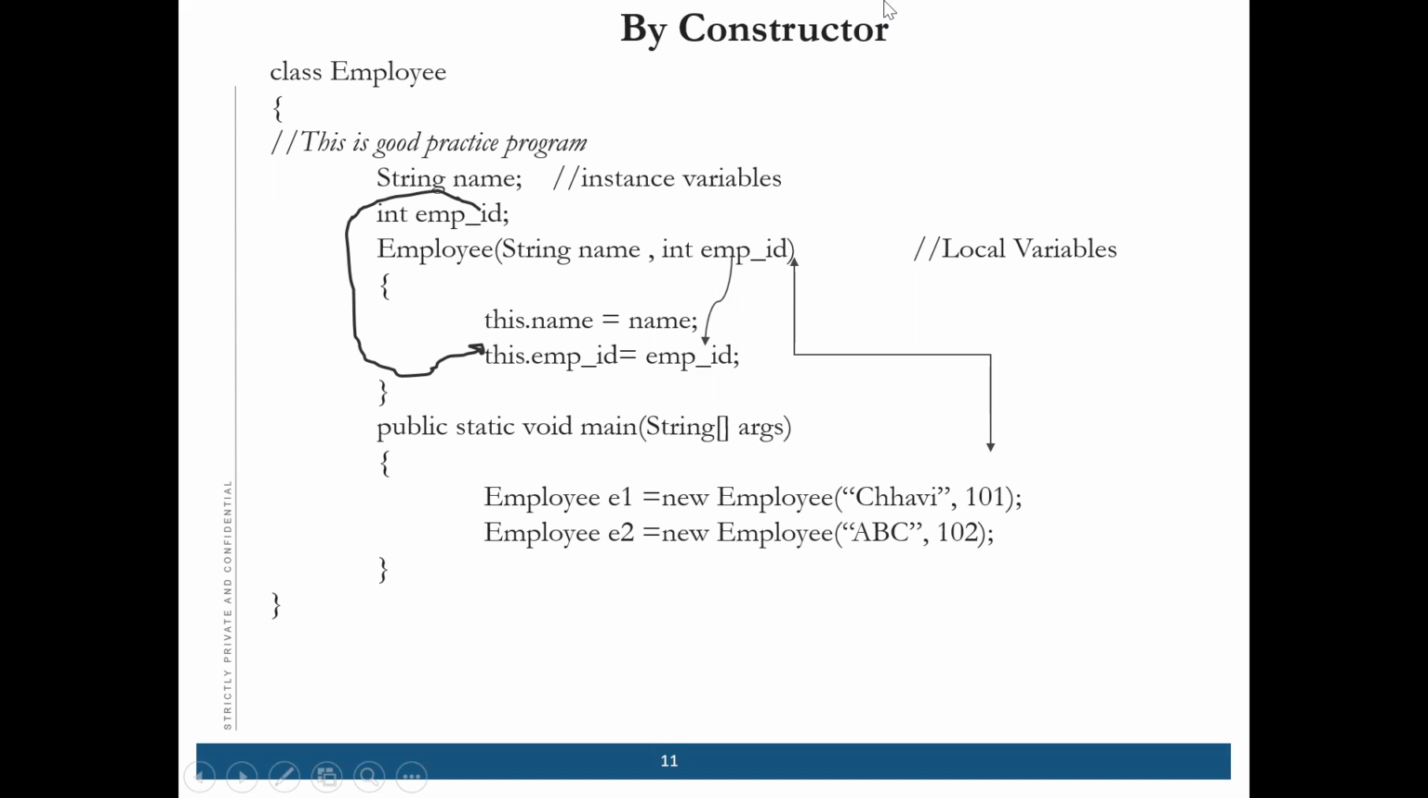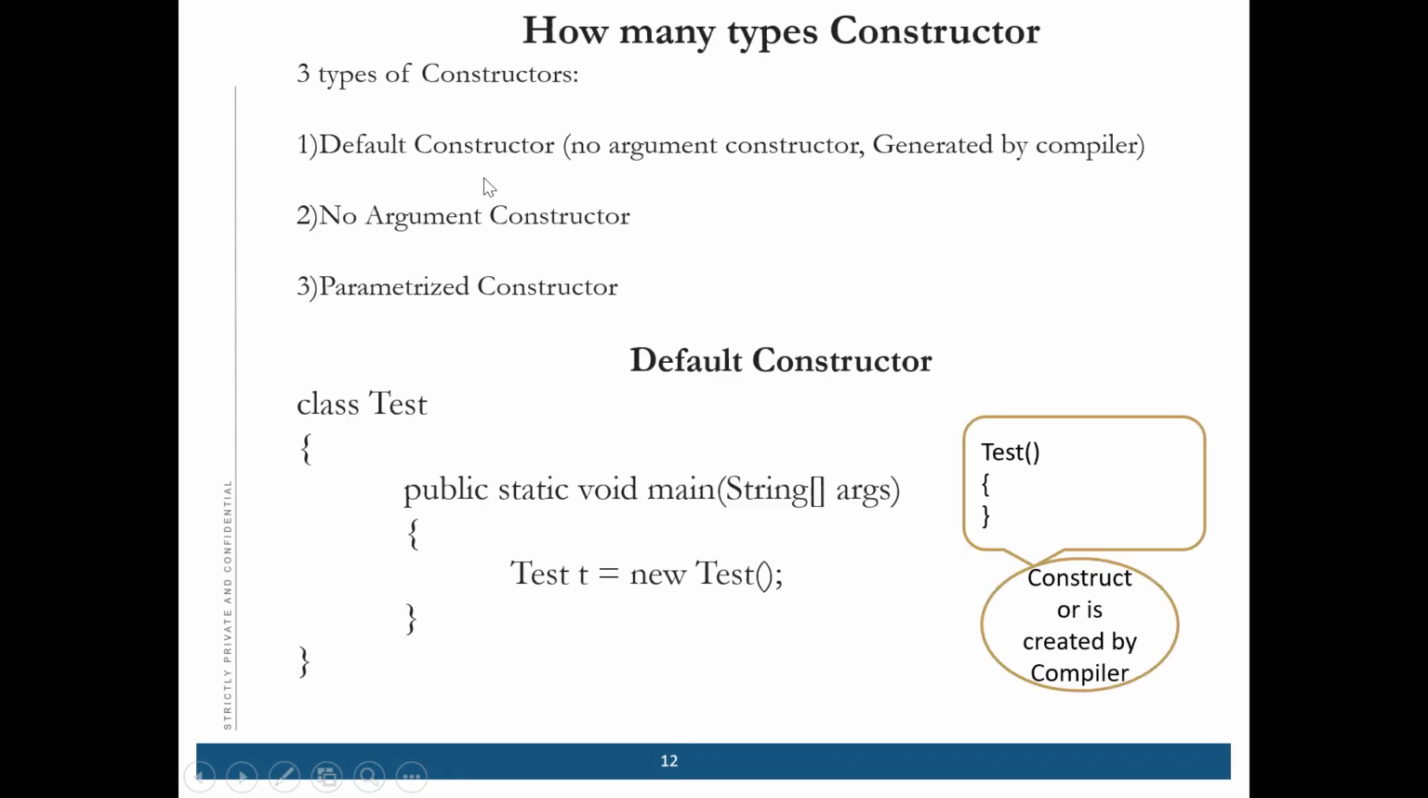So is this used only with the constructor, Chavi? No, it's not like that. This is a keyword, and I will tell you about it in detail. It is used when we want our local variable and instance variable to have the same name.